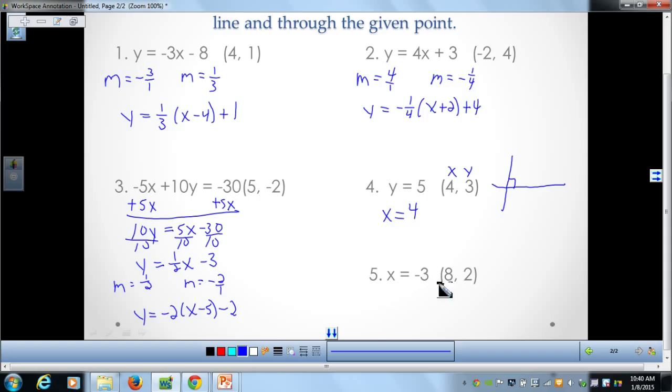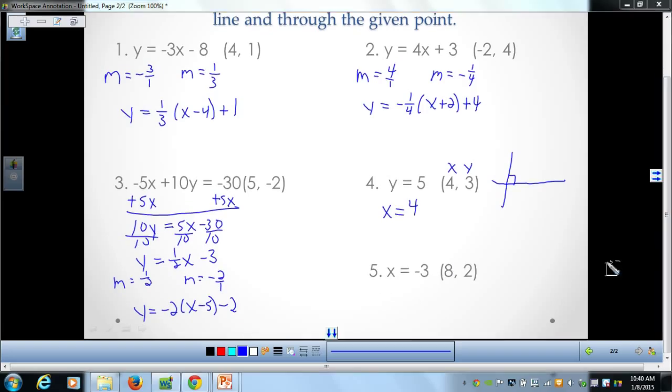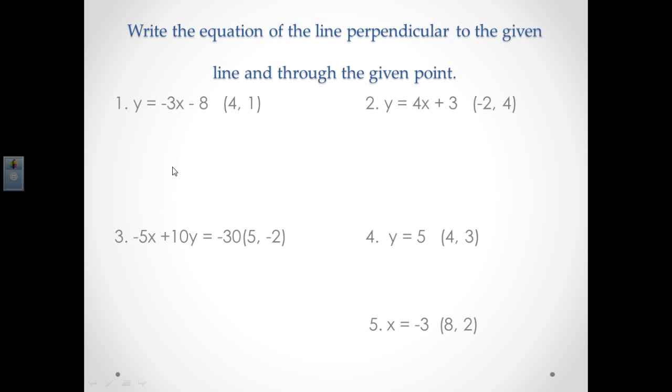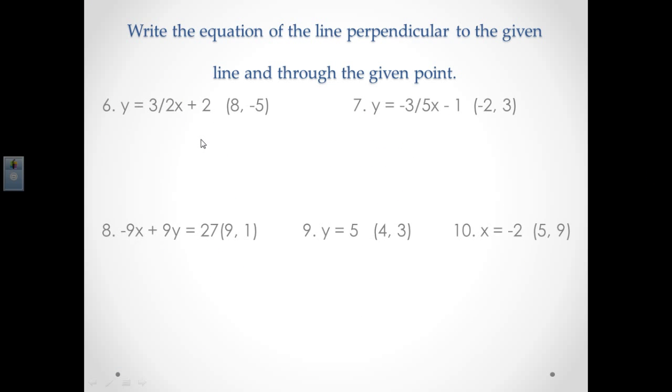And it's just the opposite on number 5. We start with a vertical line, x equals negative 3, and the only line perpendicular to a vertical line is a horizontal line. There we go. So that means we need a y equals, and then once again, I go to my point, y equals 2. So you can see that the process is very similar for the two ways, for parallel and perpendicular.